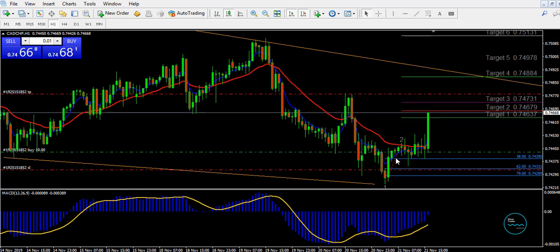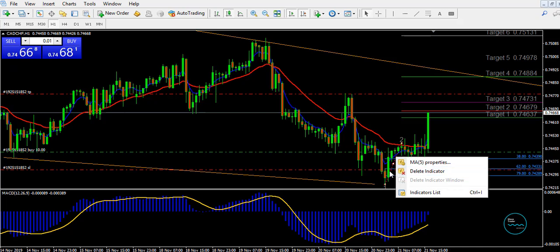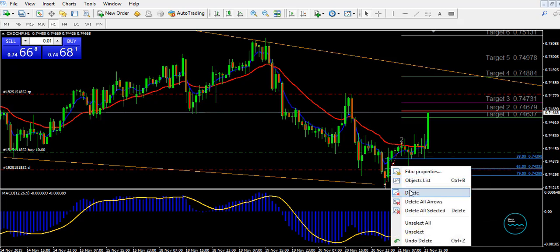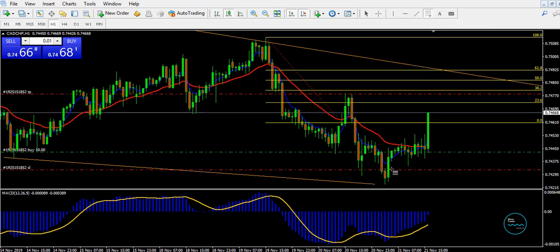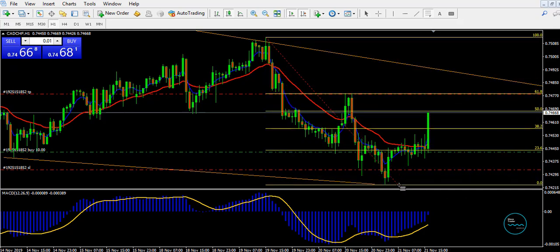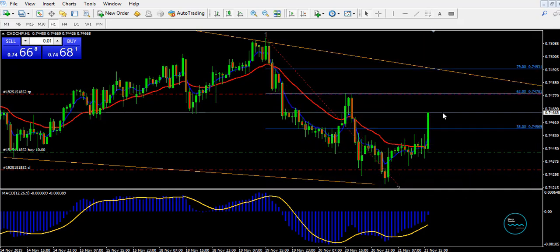Okay, so I'm just going to delete this so that it will not confuse you. Then I'll show you what I did. So what I did was I actually drew my Fibonacci from here. Okay, because you know the overall trend is down. So basically what we're trading right now is just the retracement of price. Okay, so you can see that I placed my price target at the 62% region.